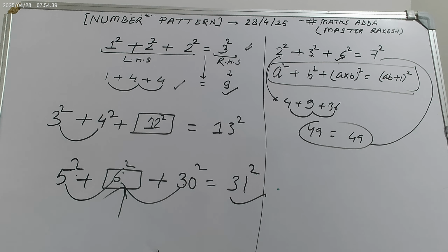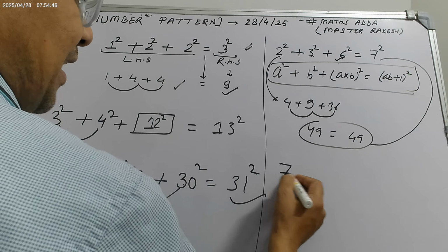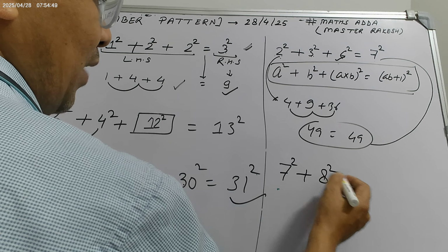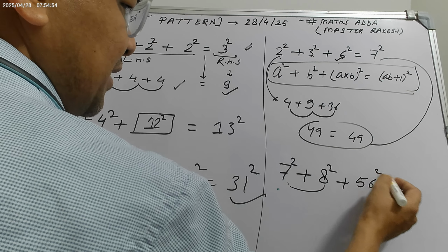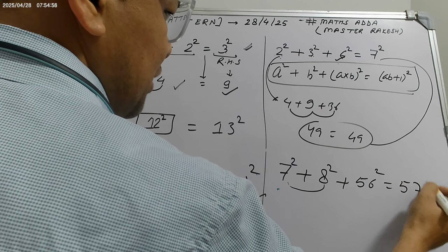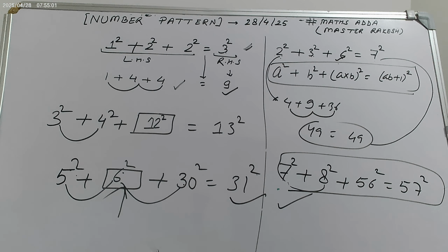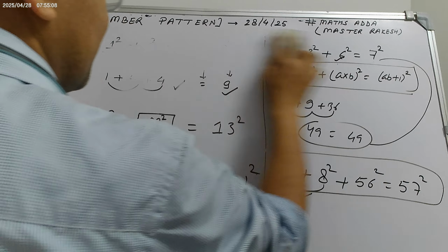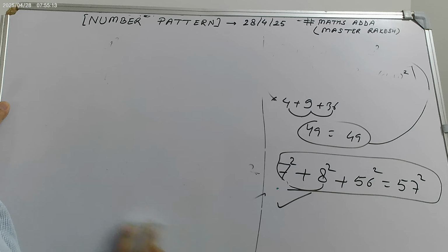This is an interesting pattern. You can do this for continuous numbers. Suppose 7 square plus 8 square, 7 times 8 is 56, 56 square equals 57 square, like this. This is an interesting pattern in mathematics. So you must remember this pattern. And apart from this, we'll put another pattern. There is one more pattern, the second pattern.